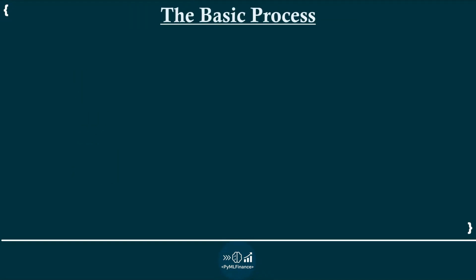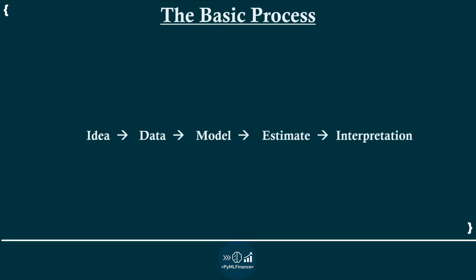A typical econometric analysis follows a simple process. We start with an idea or a question. Then we collect data. Next, we build a model. Then we estimate the relationship. And finally, we interpret the results.